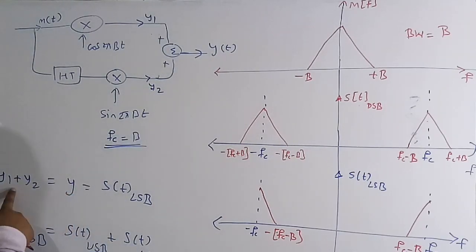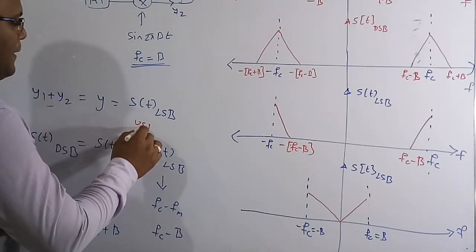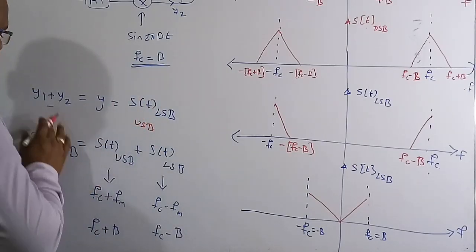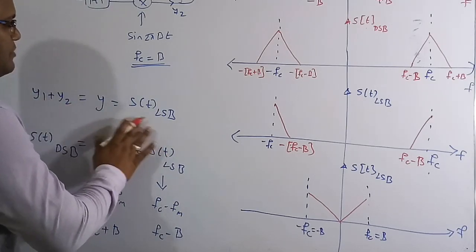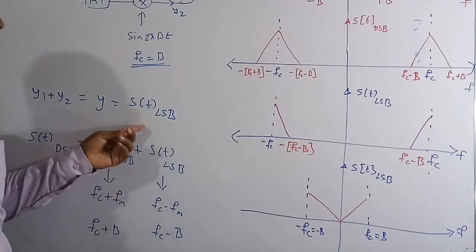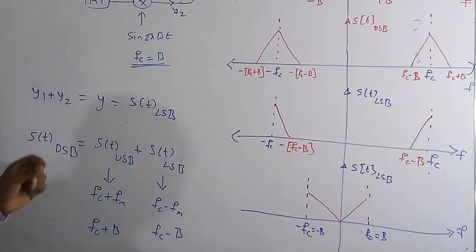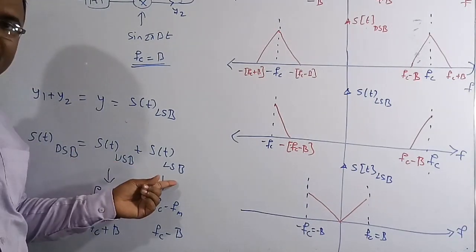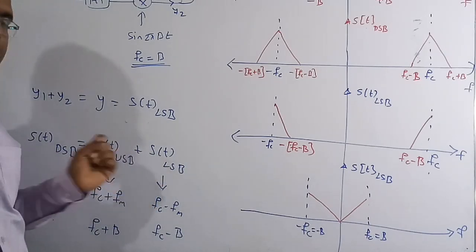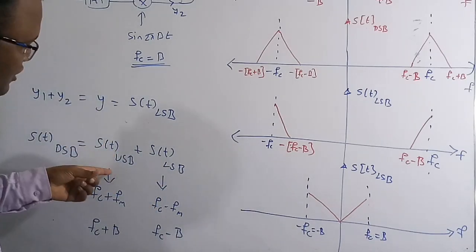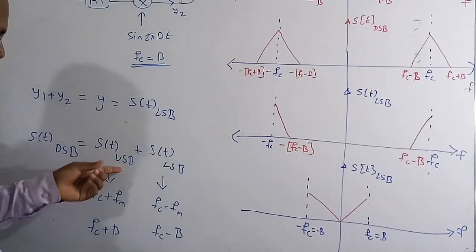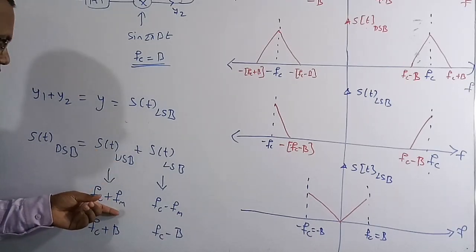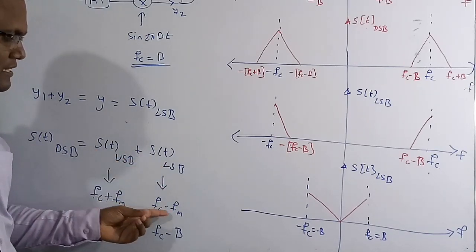So whenever there is a positive, we are going to get LSB, and if it is negative, we are going to get USB. In this question there is only positive, so we are going to get only the LSB. I have already told you that DSB is nothing but the summation of the USB and the LSB. USB contains the frequency of FC plus FM, and the LSB means FC minus FM.